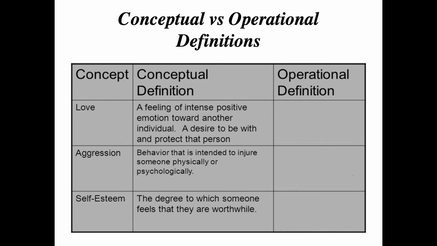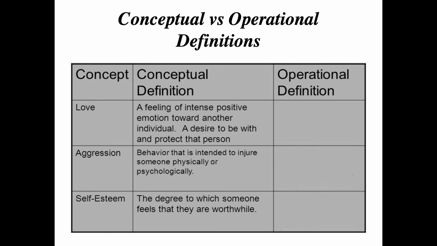Okay, so allow me to give you a few examples here. We have three concepts, or rather three variables, namely the variable love, the variable aggression, and the variable self-esteem. Now, if you just include the conceptual definition in your drafted manuscripts or drafted proposals, it's not really going to be that helpful, because conceptual definitions, for the most part, do not give you any instructions on how to measure these variables that you've listed down. Now, let's just take the variable love, for instance.